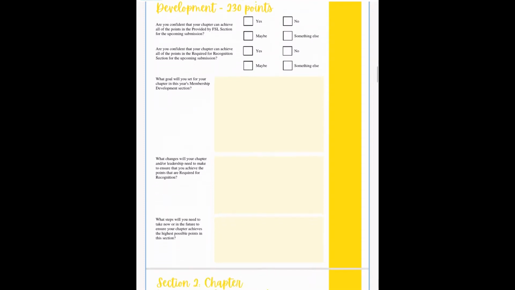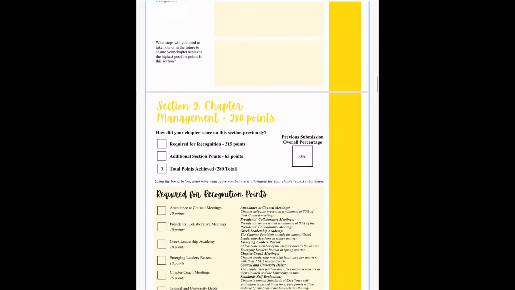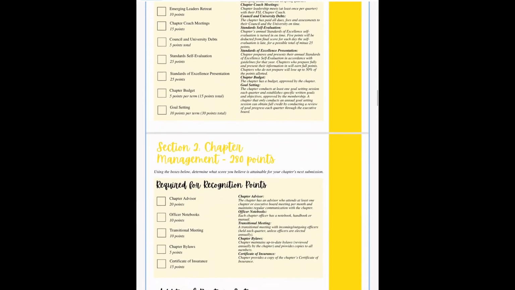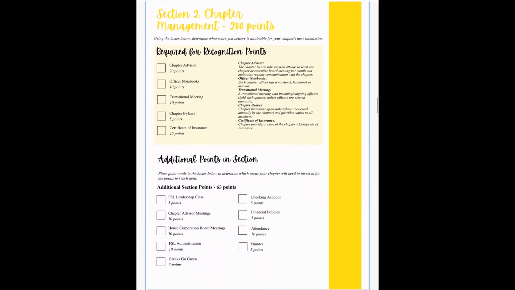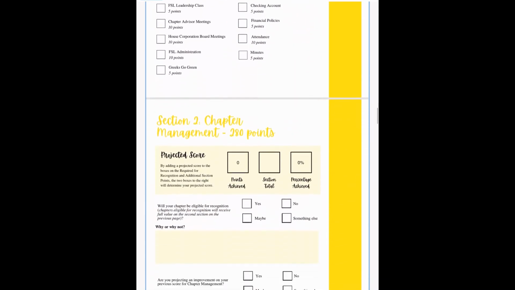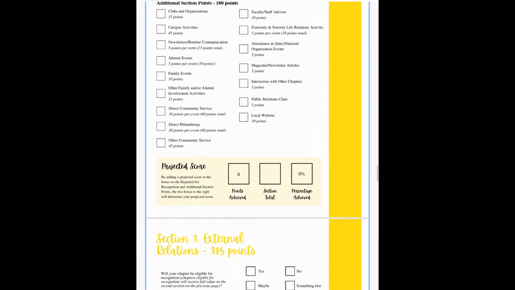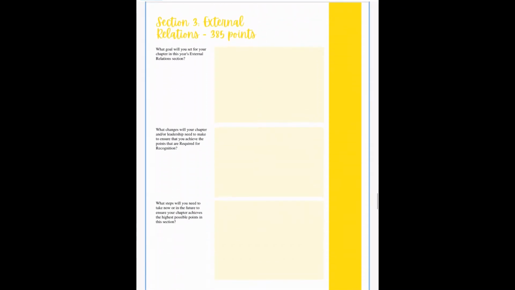As we continue to scroll through the pages, you will see a mirror structure for the other 3 sections of standards of excellence as well. Some sections may have more points in the required for recognition, and some may have more points in the additional points section. However, this is a great thing to be aware of as you make plans.